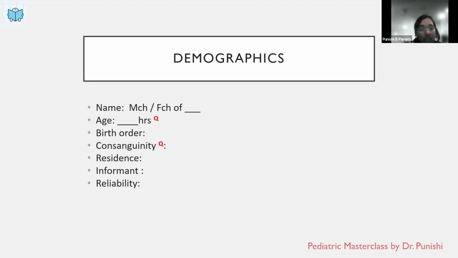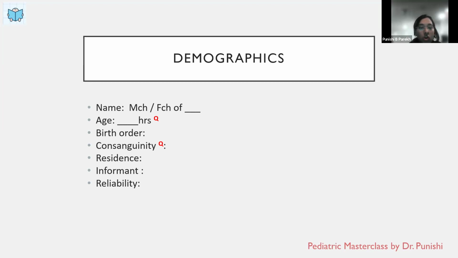Okay, so name, male child or female child of age. Now, when I say age, it's very important to say age in hours. The reason behind this is that when jaundice develops within the first 24 hours of life, it's always pathological. Whereas if you have jaundice developing on day 3 or day 5 of life, it usually falls into the category of physiological jaundice. So when you have jaundice within 24 hours, it's always going to be pathological, and that is why age has to always be mentioned in hours. So up to 3 days, which is up to 72 hours, if there is onset of jaundice, always try and mention it in hours.